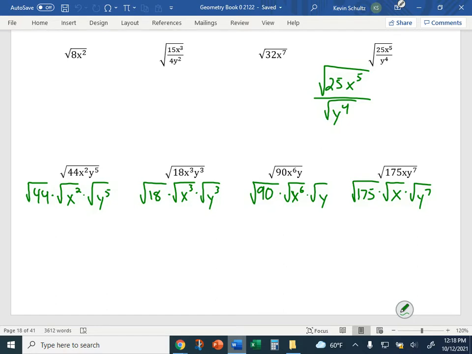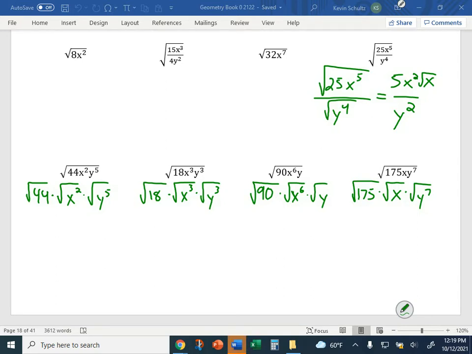So the first one being a fraction, like we said before, deal with your numerator and your denominator separately. Your denominator is still a perfect square. Last time that'll happen. So you have the root of y to the 4th, even power, divide by 2, and we get y squared. For the root of 25x to the 5th, the 25 is a perfect square, so we can simplify that to be 5. And then the root of x to the 5th, we get x squared root x. So 5x squared root x over y squared would be your simplified expression.